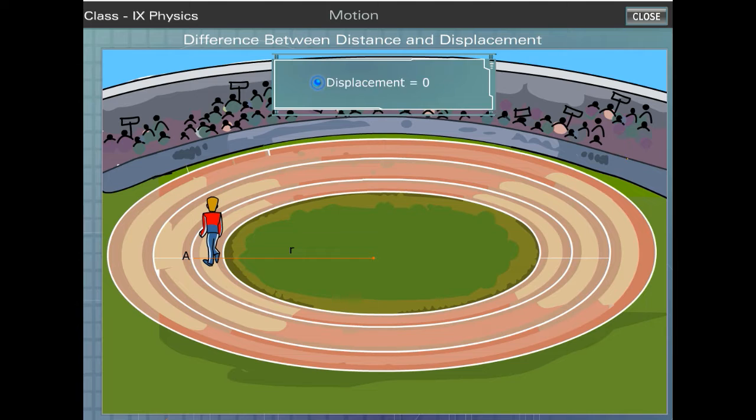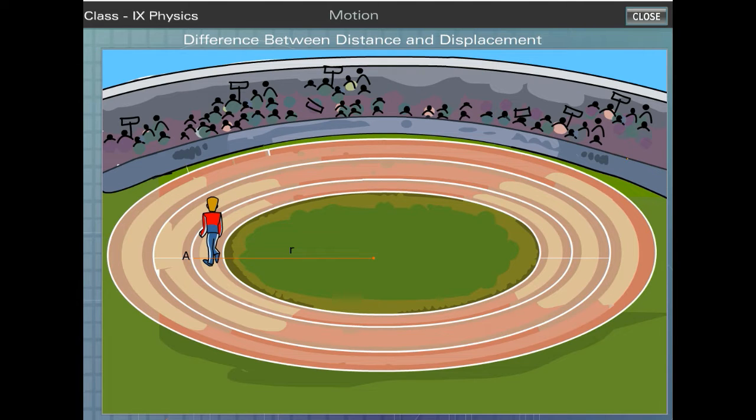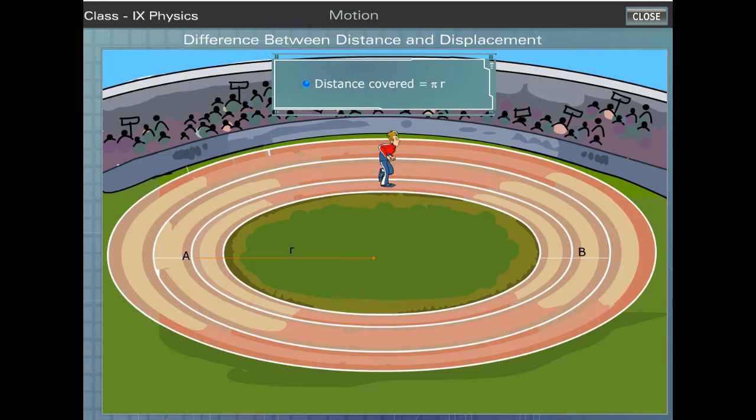Now let us calculate the distance covered and the displacement if the athlete stops at point B, which is diametrically opposite to the point A. The distance covered by him would be equal to half the circumference of the circle, and the displacement, being the shortest distance between the initial and the final positions of the athlete, is equal to the diameter of the circle.